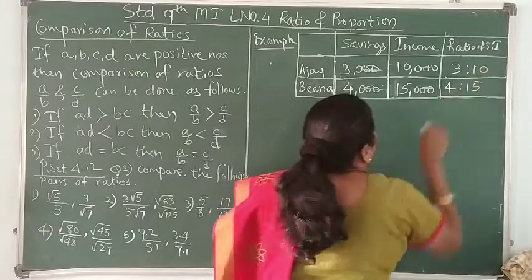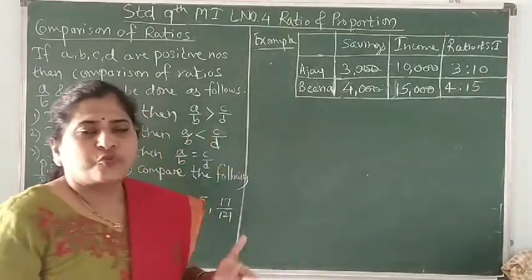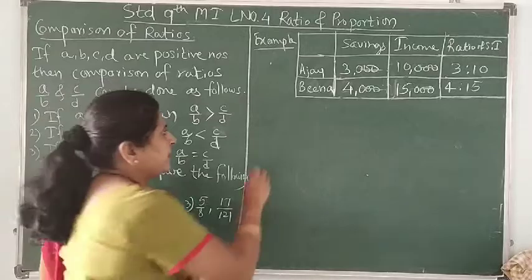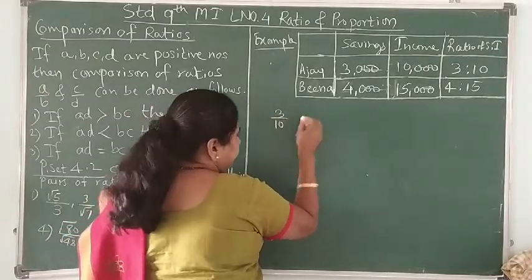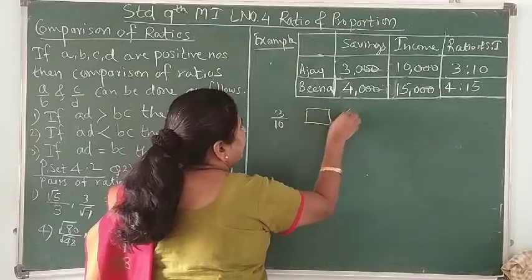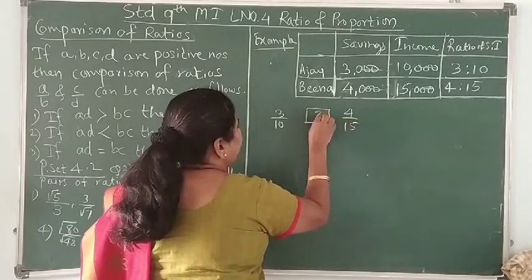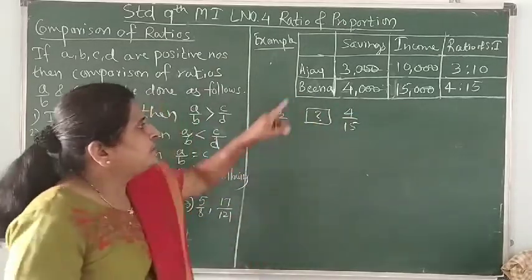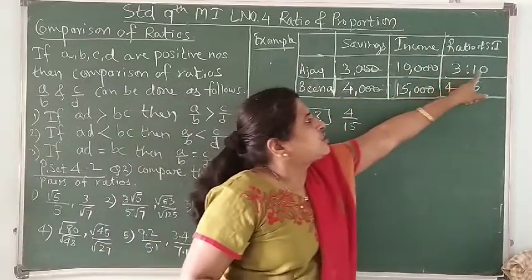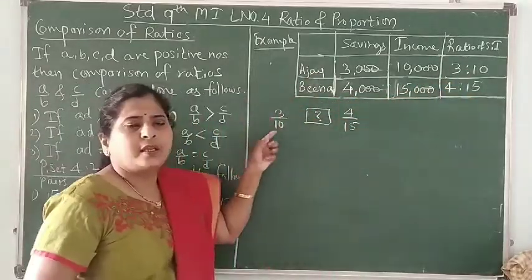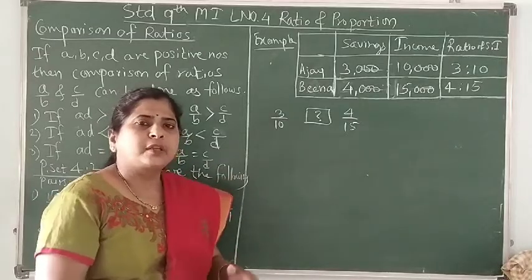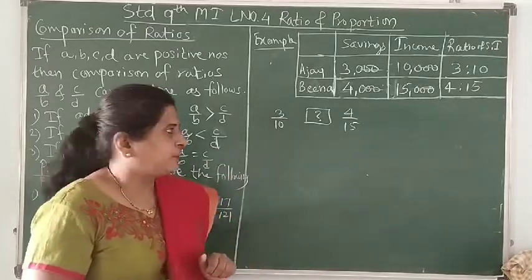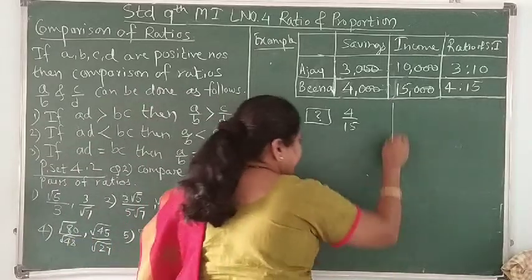Now we need to compare whose ratio of savings to income is better. Whether 3 upon 10 is better or 4 upon 15. We need to find this. Now when we write the ratio 3 is to 10 in the form of 3 upon 10, it has become like a fraction. So whatever we do to compare fractions, we have to do the same thing. What do we do to compare fractions?